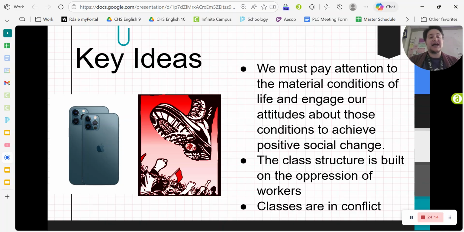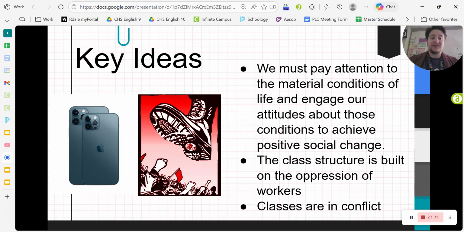The first is that we must pay attention to material conditions of our life: our finances, our comfort, our home, our food, these day-to-day physical things. We have to pay attention to them, and we have to engage our attitudes about those conditions to achieve positive social change. That is, he's saying, don't just accept life the way it is. If your life is full of struggle and hardship, you have to pay attention to that and be aware of that in order to push for something better.